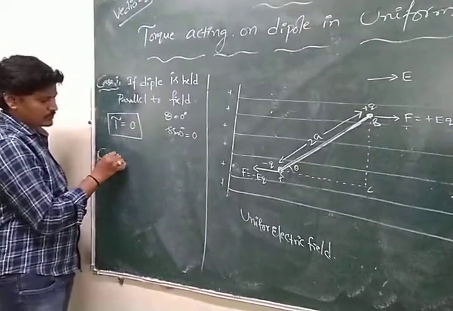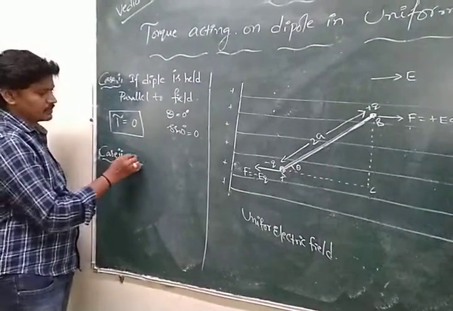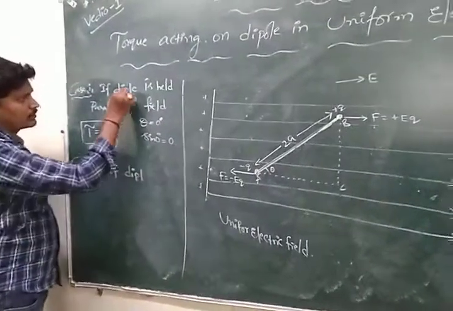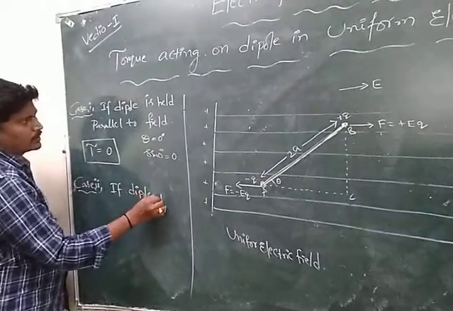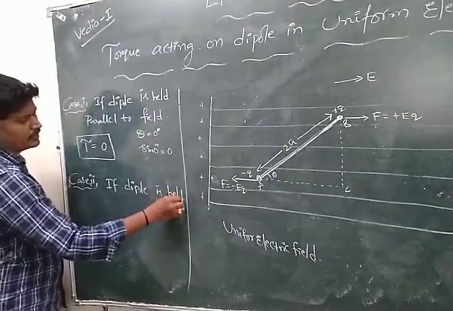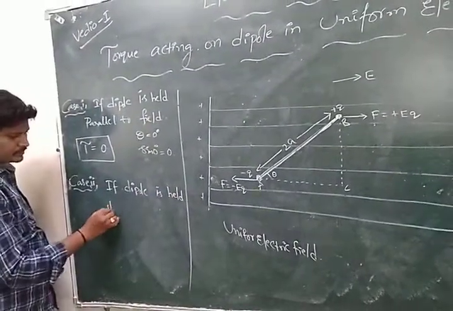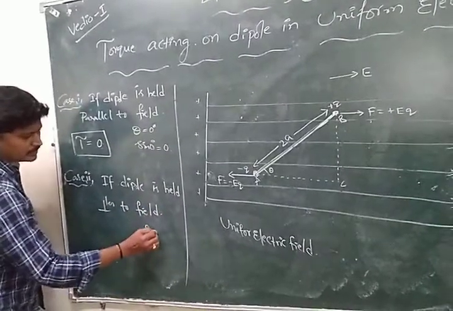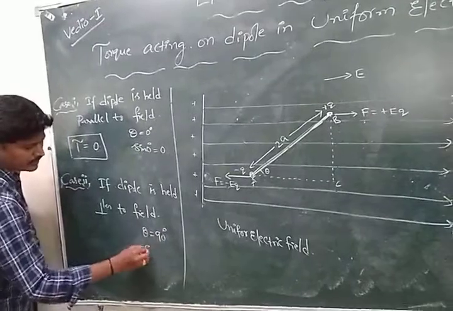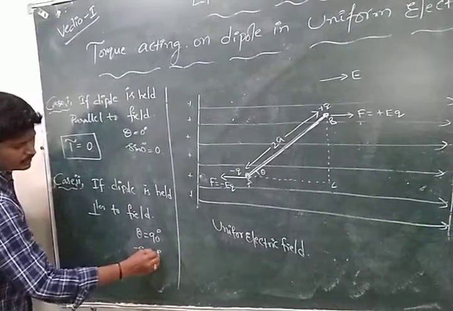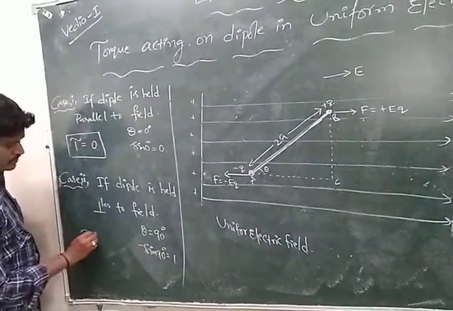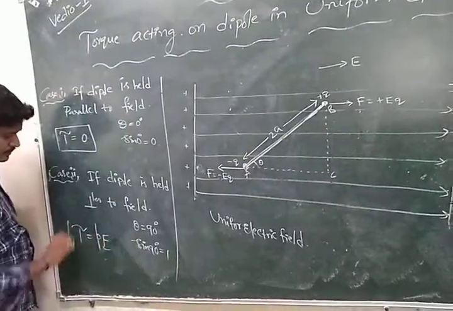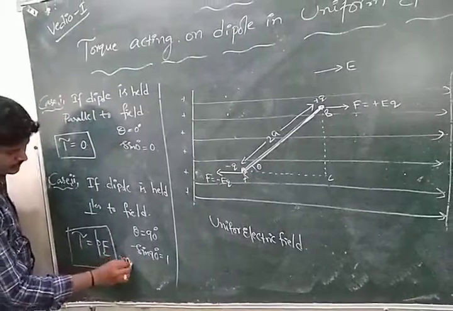Case 2: if the dipole is held perpendicular to the field, then theta is equal to 90 degrees, sin 90 is equal to 1, and the torque experienced by the dipole, that is PE, is said to be maximum.